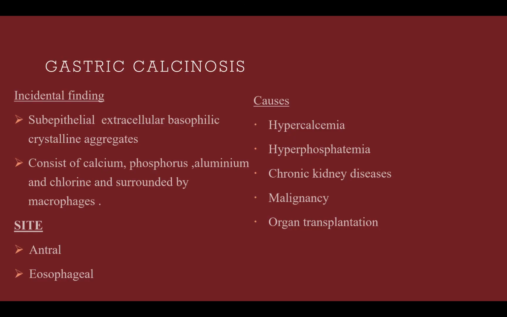Next is gastric calcinosis. What are the changes we see in gastric calcinosis? What are the causes? Hypercalcemia, hyperphosphatemia, chronic kidney disease, malignancy. All of these can cause gastric calcinosis. What are the findings that we see? We see subepithelial extracellular basophilic crystalline aggregates. So crystalline calcium aggregates can be seen, which are subepithelial. These aggregates consist of calcium, phosphorus, aluminum, chlorine, and are surrounded by macrophages. The site is the antrum and esophagus.